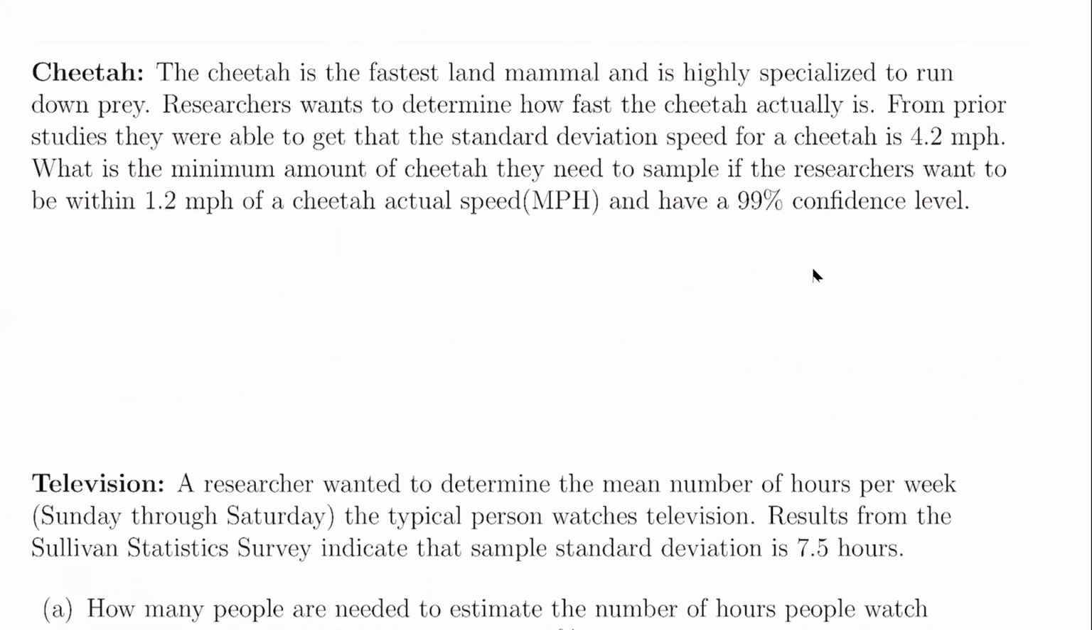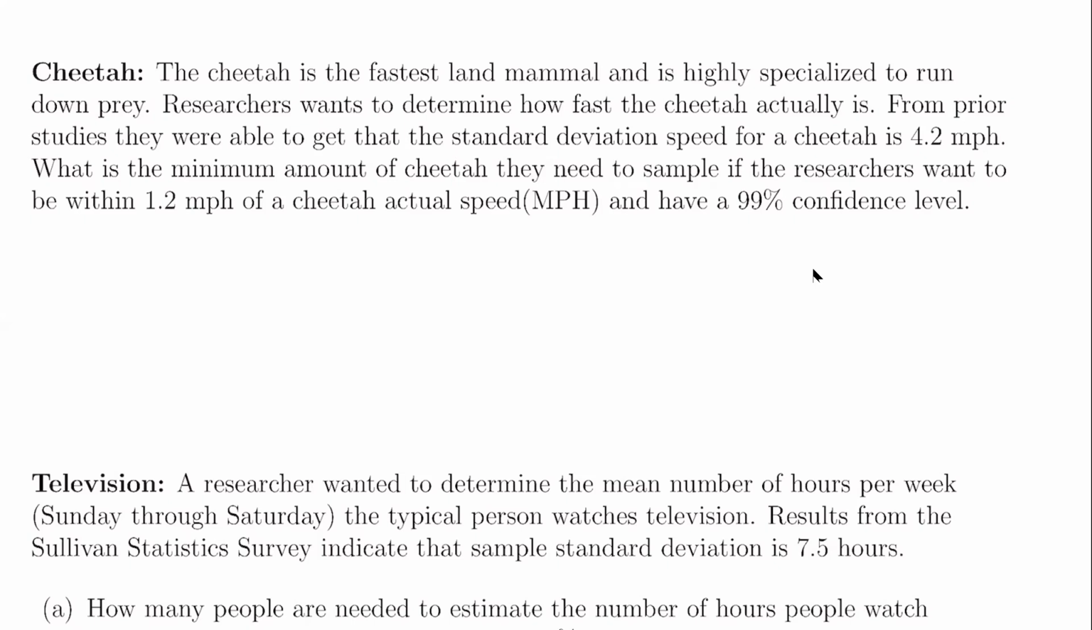All right, so for the next one, it says the cheetah is the fastest land mammal and is highly specialized to run down prey. Researchers want to determine how fast the cheetah actually is. From prior studies, they were able to get that the standard deviation speed for a cheetah is 4.2 miles per hour. What is the minimum amount of cheetah they need to sample if the researchers want to be within 1.2 miles per hour of the cheetah's actual speed and have a 99% confidence level?